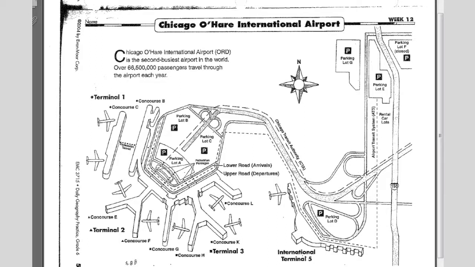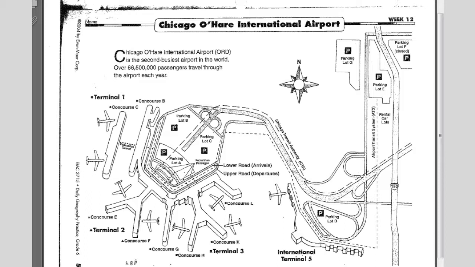We're going to go over Chicago O'Hare's International Airport map. This is Daily Geography Week 12. The thing I love about this map is that it is a map, but it's not like a traditional map that we usually see of a continent or a region or anything like that. This is of an airport, which is awesome.